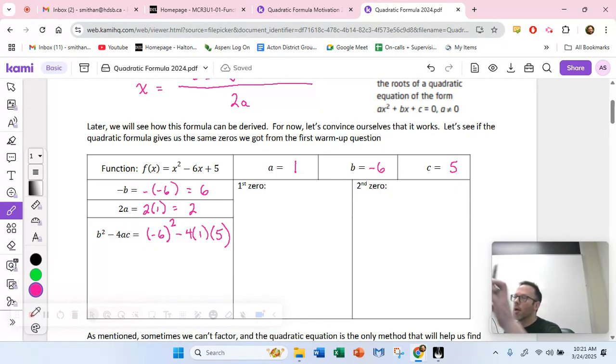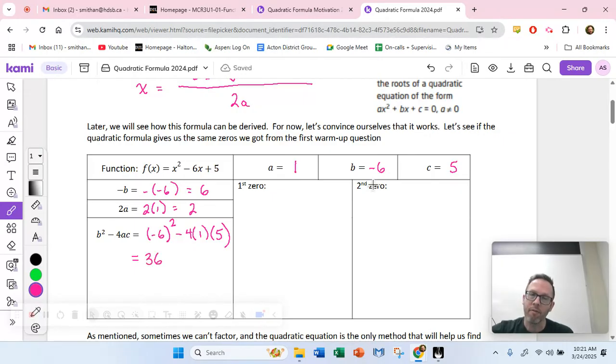Now, most of you guys have a display calculator where you can see what you're punching in. You could punch in literally what you see there using brackets, and it will spit out an answer for you. Some of you guys are not using a display calculator. You'll need to do this in multiple steps. I would square negative 6 first.